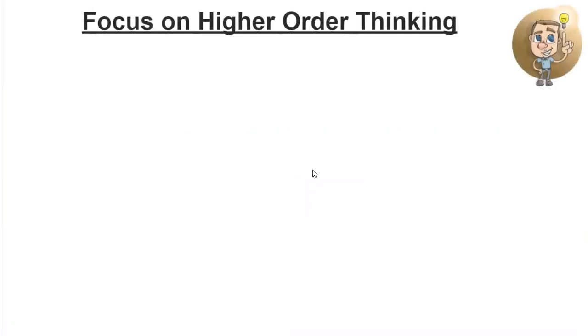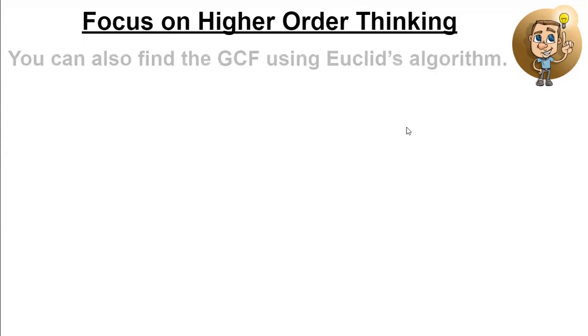Okay, welcome back. We are now on our focus on higher order thinking. So I'm going to show you another method for finding the greatest common factor. In the last lesson, I showed you the prime factorization method and the list the factors method. In this video, I am just showing you the list the factors method with word problems. You are certainly welcome to do the prime factorization method if you like that better. Or here's a new method you can try.